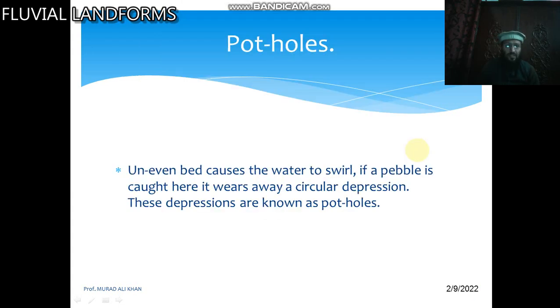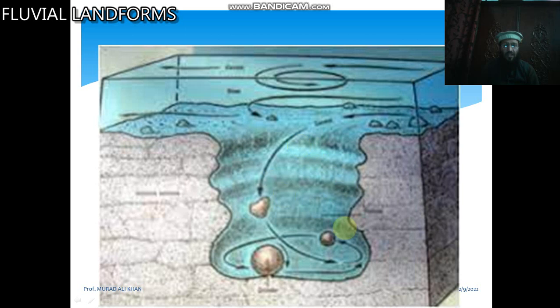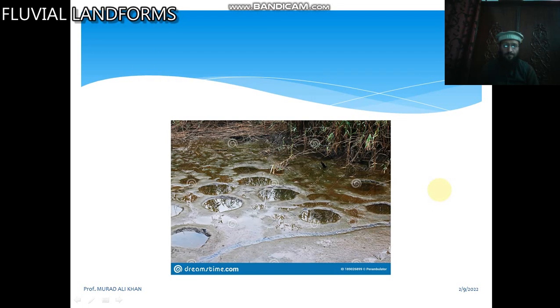The next landform that is formed in the river is potholes. The bed is uneven. An uneven bed causes the water to swell, and if a pebble is caught in these swells, it moves around in them and makes the swell larger and deeper. So if we consider these as very small potholes, then with the passage of time the swirling pebbles make them larger. And this once again shows the making of potholes. This is a real picture of potholes.